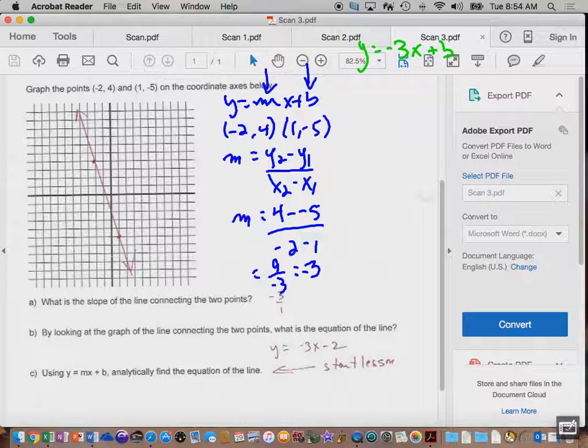Now, we can look at this and see that it crosses at -2. So I know it should work out to be -2.